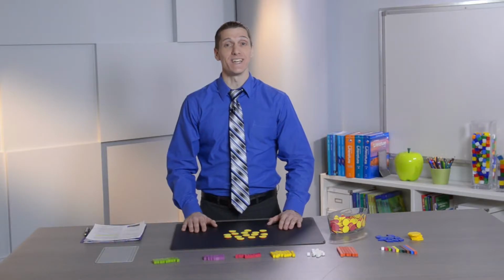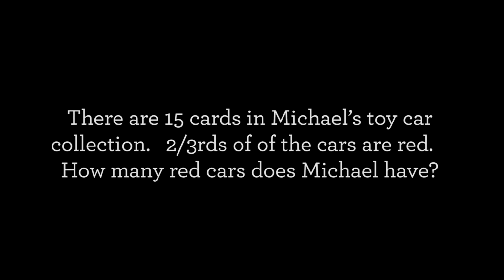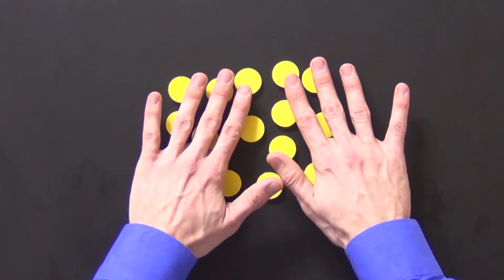The problem reads, there are 15 cars in Michael's toy car collection. 2/3 of the cars are red. How many red cars does Michael have? In order to represent this problem, I'm going to use counters. I use 15 counters because there are 15 cars in Michael's toy car collection. It says that 2/3 of his cars are red.